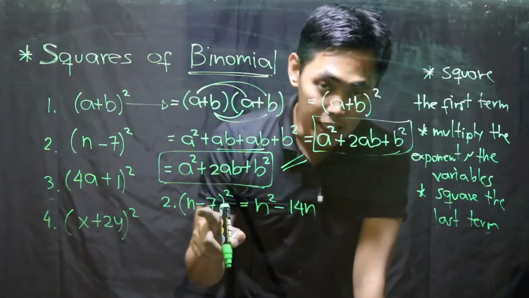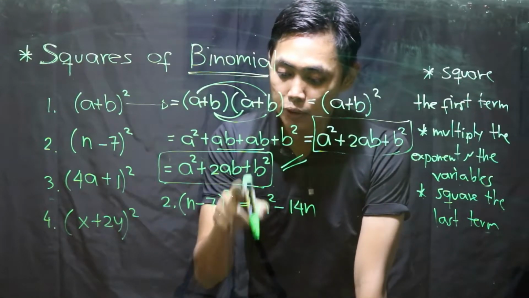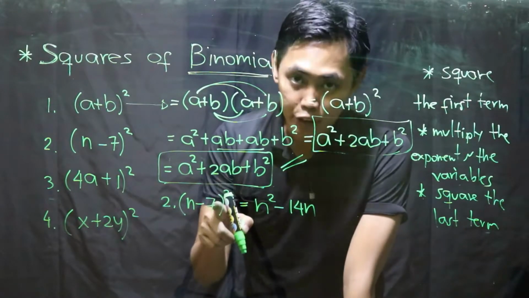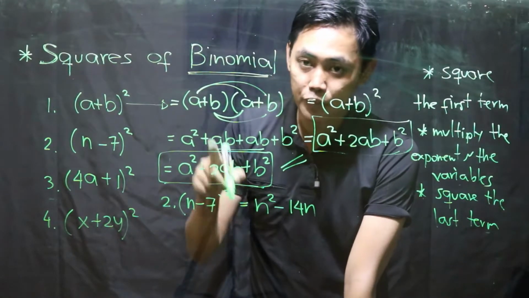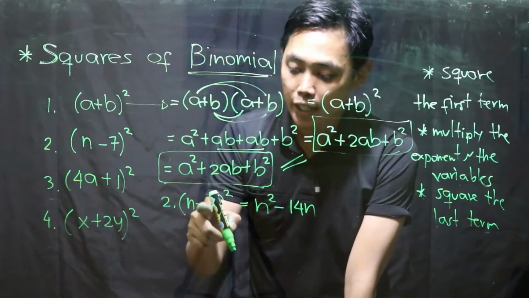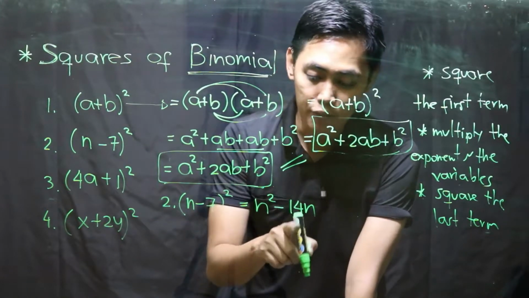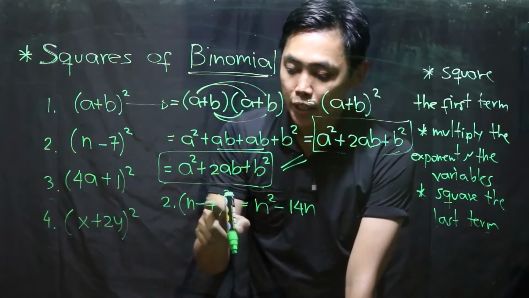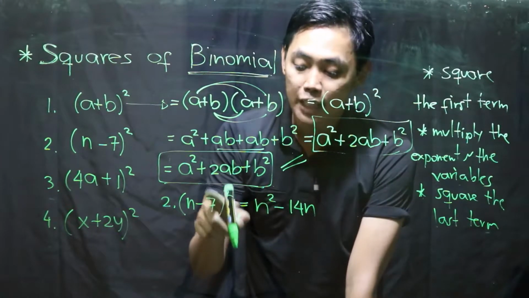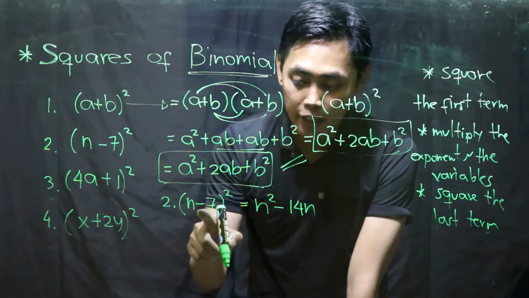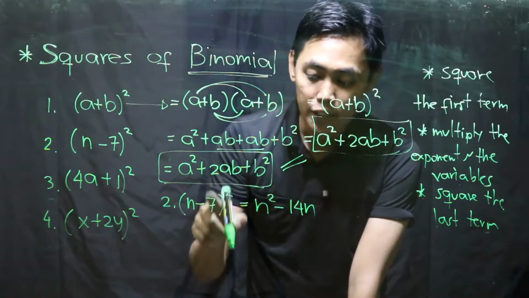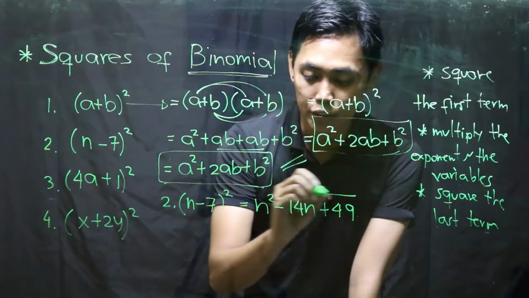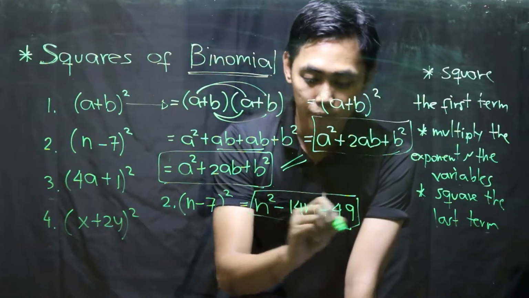Don't forget about the signs. Okay? So this is positive 2 times negative 7. So the answer is negative 14. Positive times negative is negative. And then multiplied by n, we have negative 14n. Then next is square the last term. Negative 7 times negative 7, negative times negative is positive, 7 times 7, positive 49. So this is our answer.